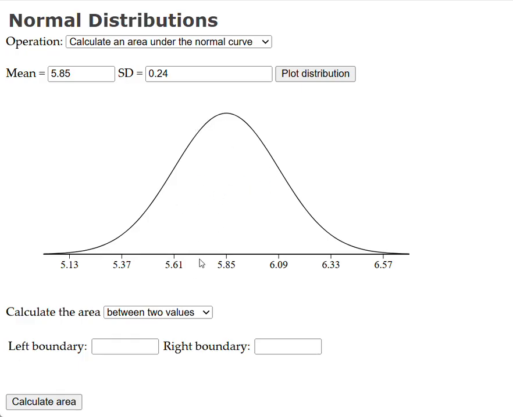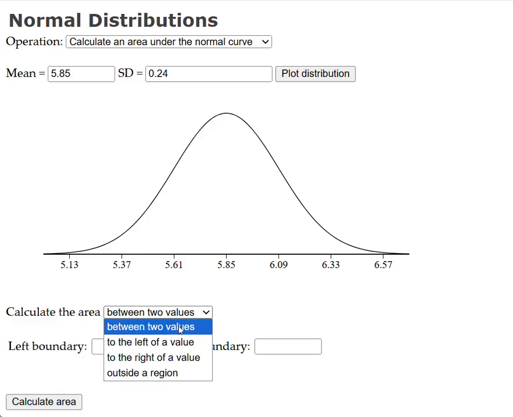Obviously, though, we don't have an area yet. Well, because we have a question. Calculate the area. We have 4 choices. Between 2 values, to the left of a value, to the right of a value, and outside of a region. Now, each of these, there's 2 pairs here that are complementary. Between 2 values and outside of a region are complementary.